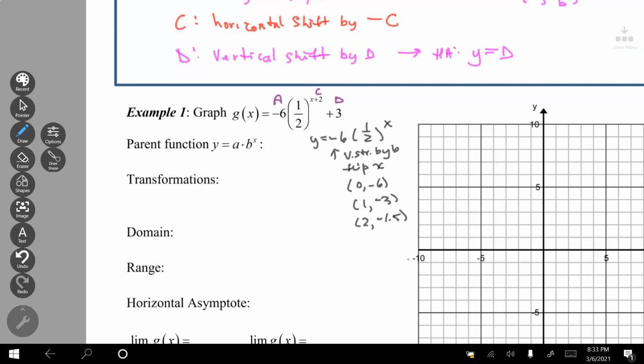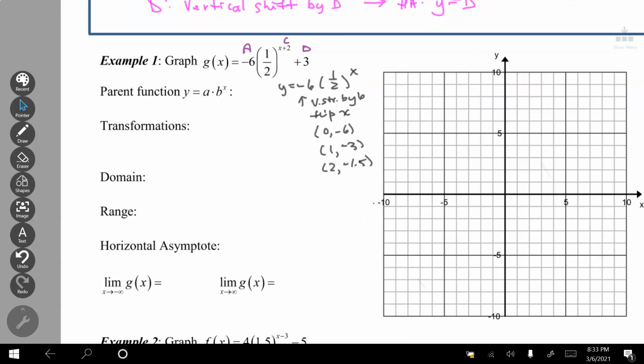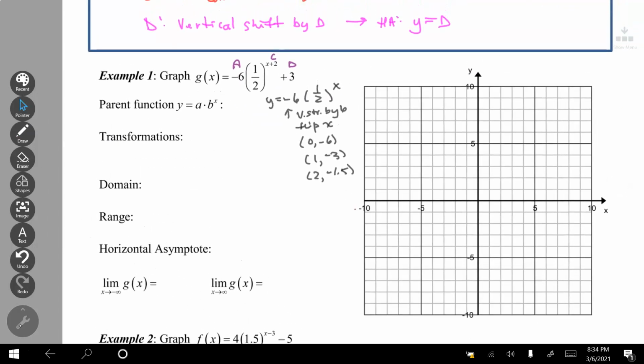So those would be points on the parent graph, which I'm going to draw right now in the gray. (0, negative 6). I can grab the color. (1, negative 3).